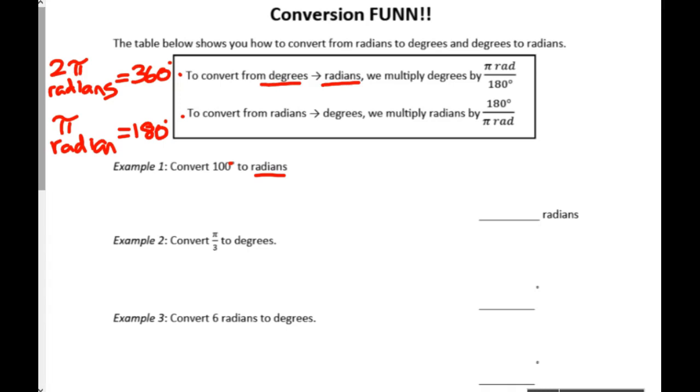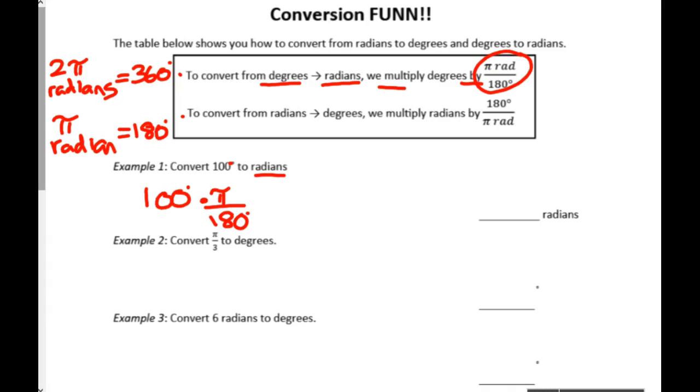Okay. So first thing we're going to do is write the original degrees, 100 degrees. And what we're supposed to do to that is multiply by pi over 180. Okay. Multiply by pi over 180. So anytime you're converting, you're just multiplying by a fraction and then simplifying it. So here's what I'm going to write. Times pi over 180. Okay.